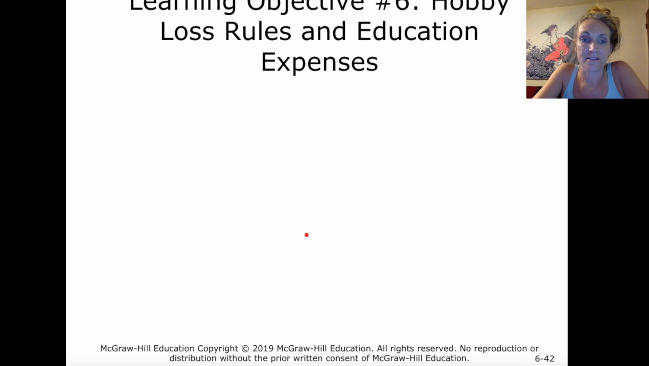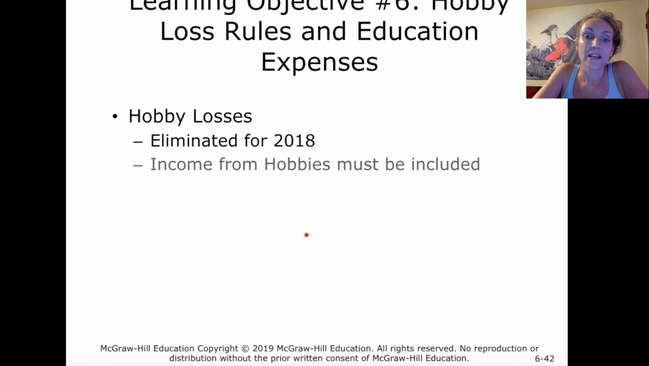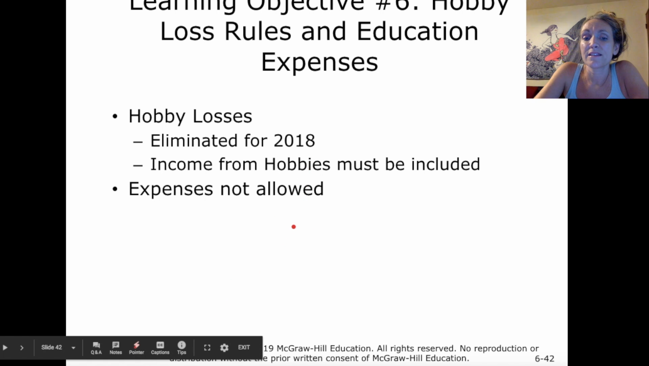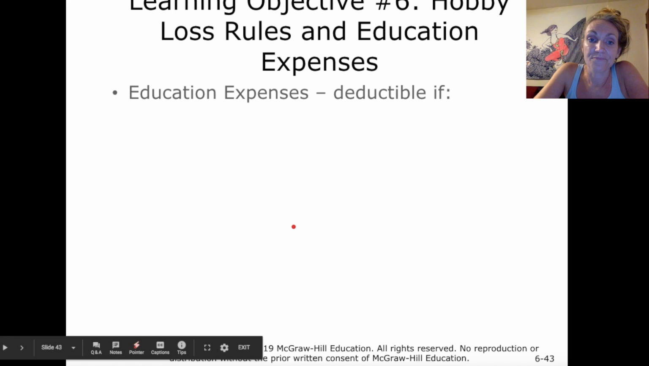All right, hobby losses. So these were eliminated for 2018, but the income is still reportable. I think that's kind of unfair. Hobby losses were only deductible as an itemized deduction, so you still couldn't offset them directly, and you had to itemize to get any benefit. I think they should be allowed directly. Expenses are not allowed at all now.